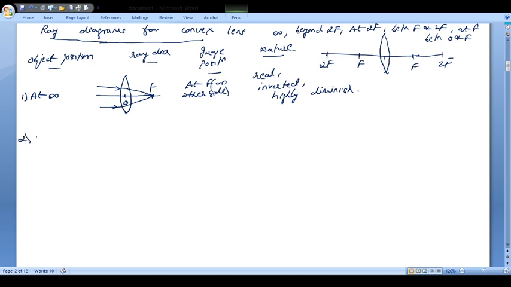Now let's try to see another case. What is the next case? Beyond 2F. So now your object is beyond 2F. Here you will have a ray diagram. This is the lens, principal axis, optical center. Now see here, if this is F, this is 2F. So now beyond 2F, you will find that it is beyond 2F.